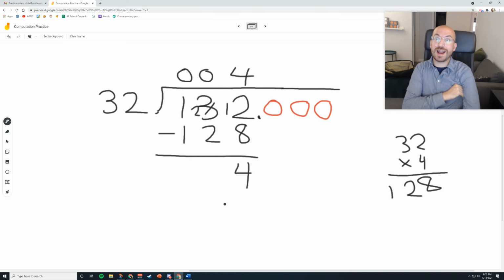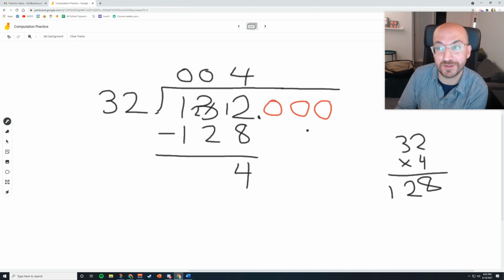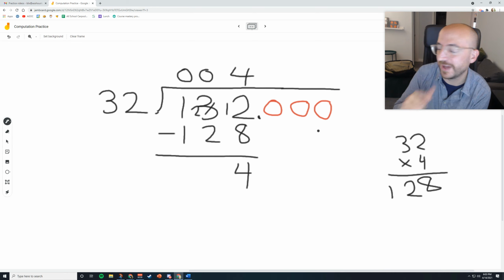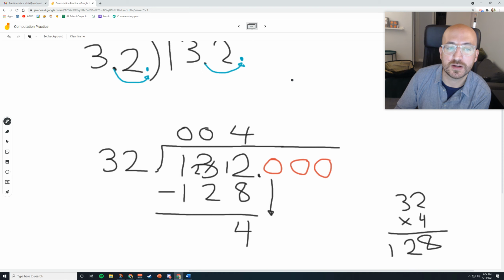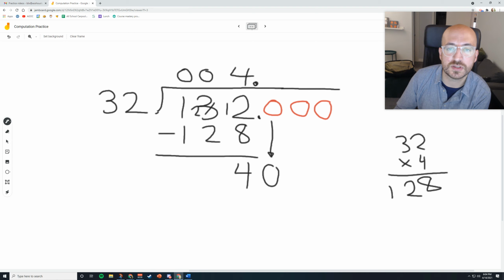Ooh, I have 4 out of 32. My fraction, kiddos, do you know what that is simplified down to? If you don't know, let's find out. I'll write it up here. So the remainder is 4 out of 32. Do you know what that equals? Okay, moving on. Bring down that 0. How many 32s are in 41?